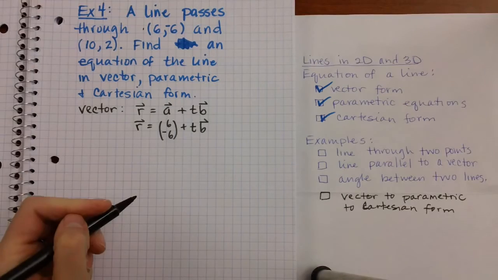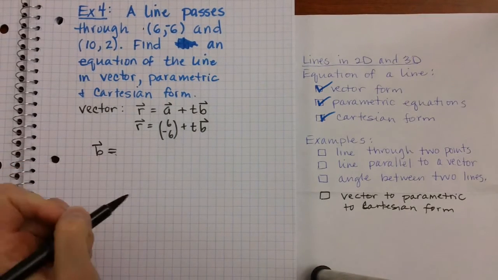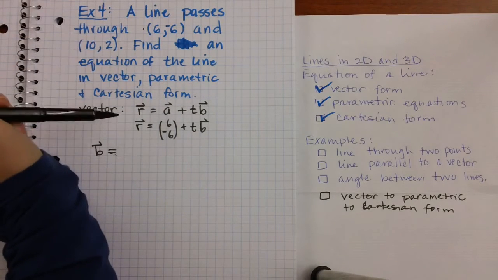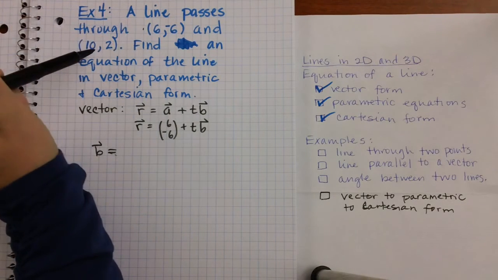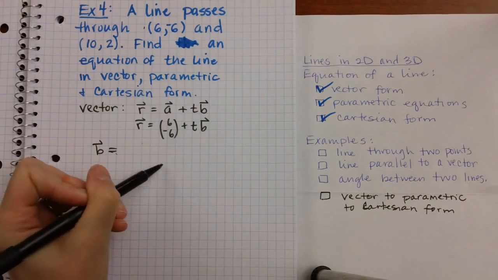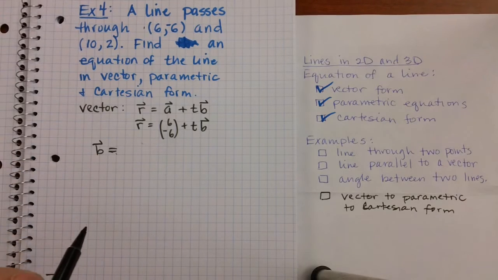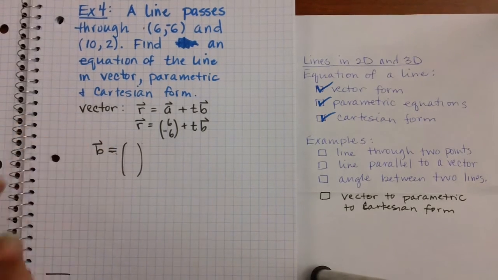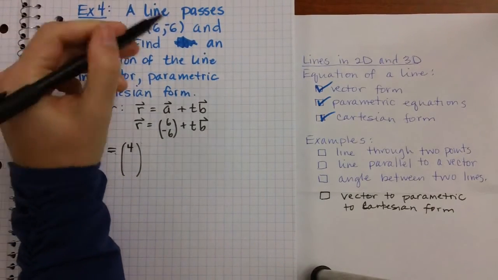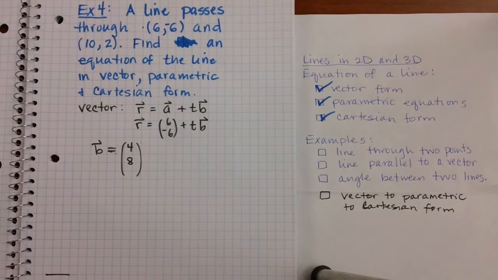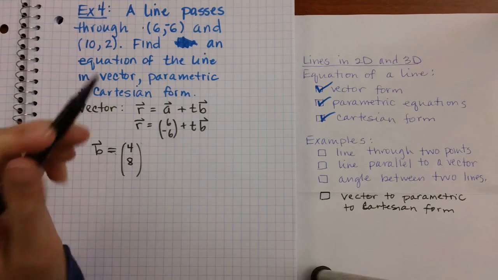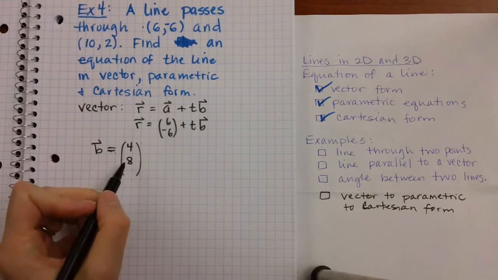For the direction vector of the line, I'm going to use the vector that goes from one point to the other point. Remember, it doesn't matter which one I subtract from which because a line goes in both directions. So if I have this vector or this vector, it doesn't matter. It's still the direction of the line. So I'm going to do 10 minus 6 and 2 minus -6 for my direction vector. So my direction vector is going to be 4, 8. If I would have done it the other way and got -4 and -8, that would also be a direction vector of the same line.